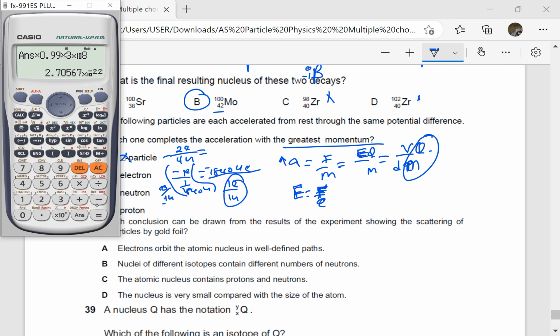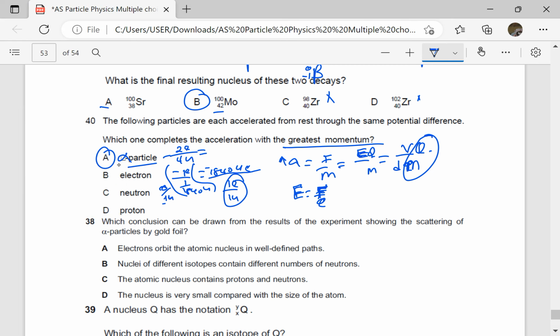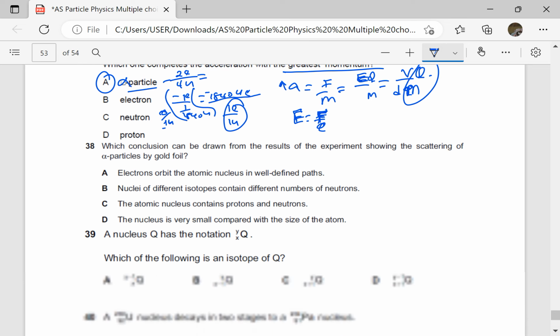We can check the alpha particle. The mass is 4u. That is 4 times 1.66 times 10 power negative 27. Then times its speed, which is approximately 0.055 c, times 3 times 10 power 8. So you see that its momentum is actually going to be greater. So the answer is going to be A. Alternatively, you can relate this to charge to mass ratio.